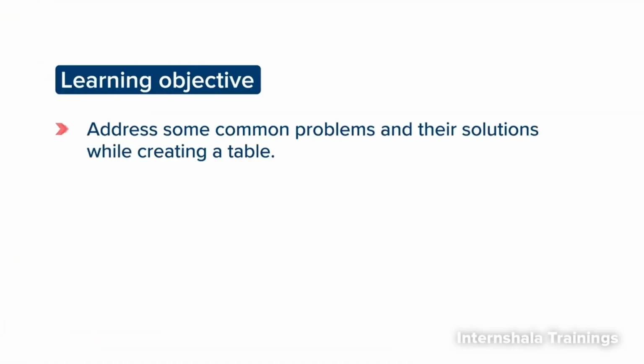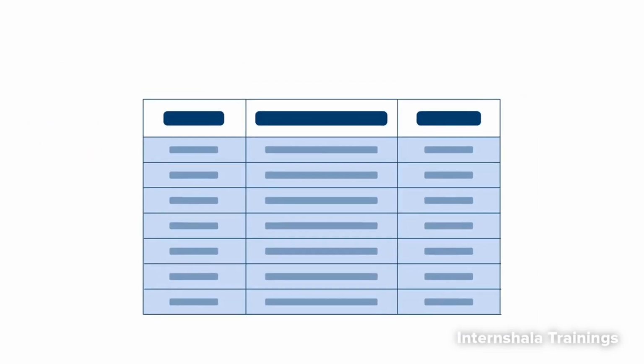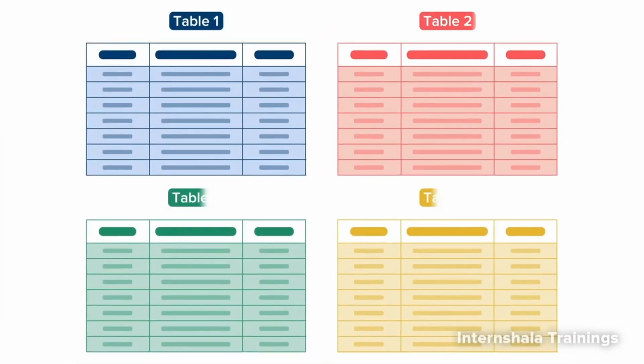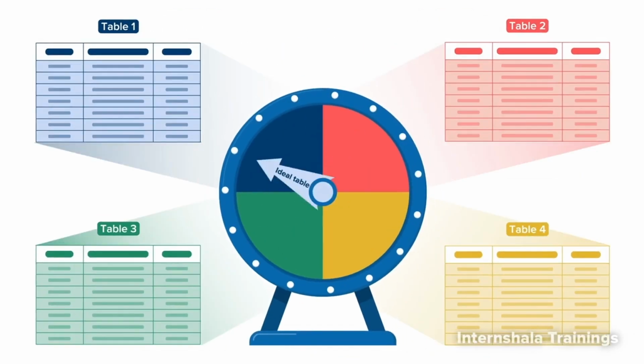After going through this video, you will be able to address some common problems and their solutions while creating a table. Welcome to another interesting topic, designing a database. Until now, you know how to create a table and add attributes and records into it. Suppose for a given scenario, we can create 4 different tables. But how can we know which of these tables is an ideal table? Well, in this video, we will see what should be an ideal design of a database and what attributes in a table should we define for a given scenario.